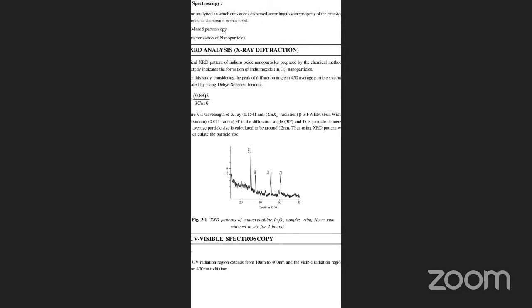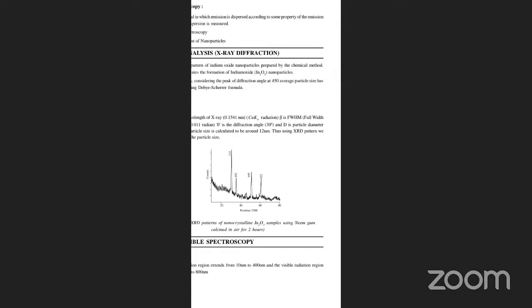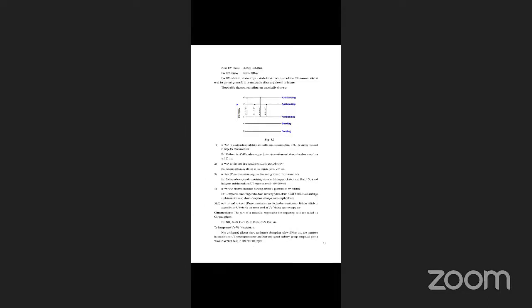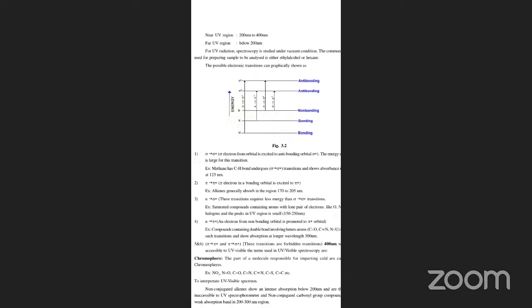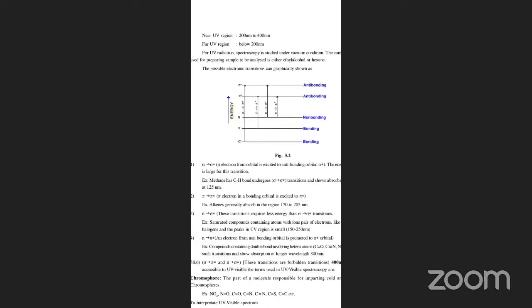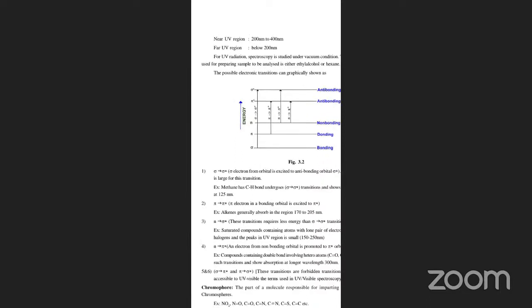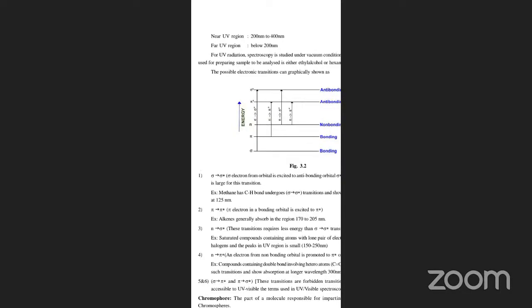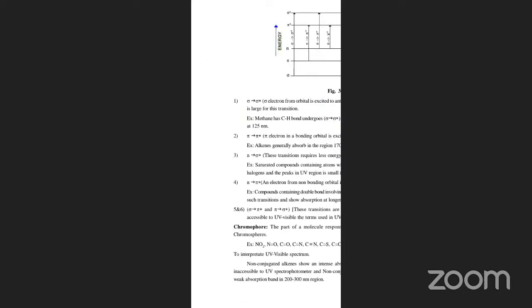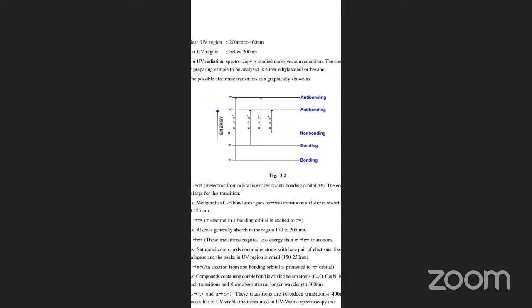UV visible spectroscopy principle. The UV radiation region extends from 10 nanometer to 400 nanometer, and the visible radiation region extends from 400 nanometer to 800 nanometer. Now, the near UV region, what is the wavelength? 200 nanometer to 400 nanometer. For the UV region below 200 nanometers, for UV radiation, spectroscopy is studied under vacuum conditions.